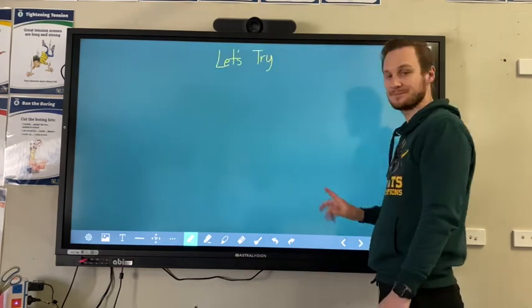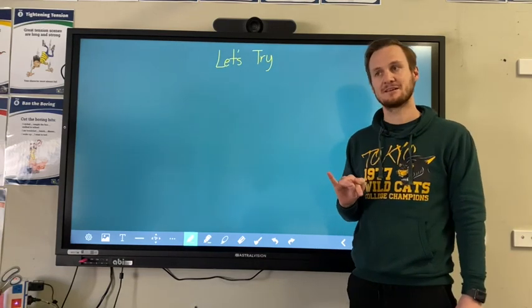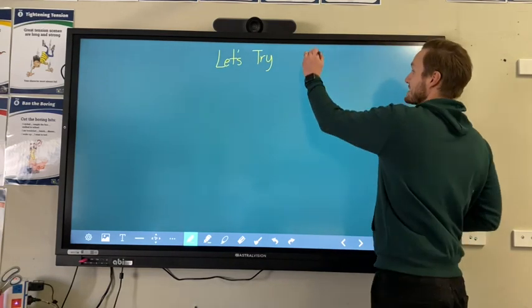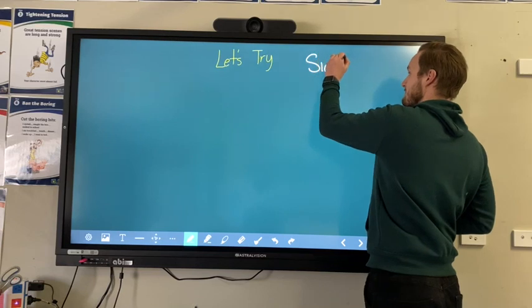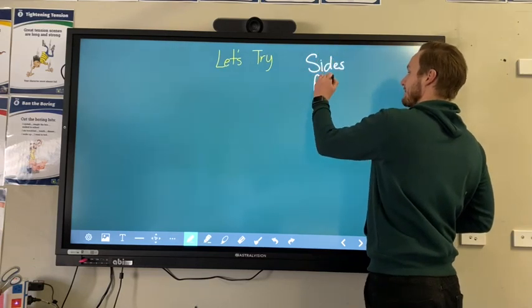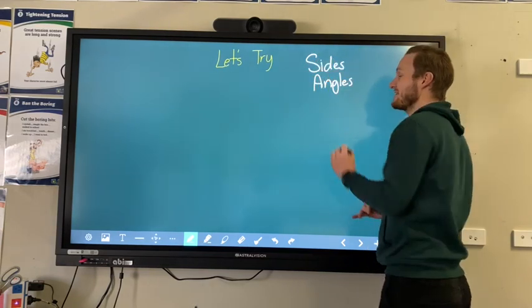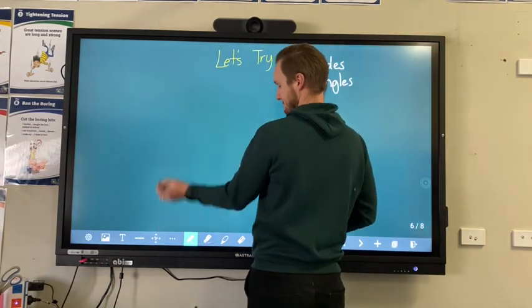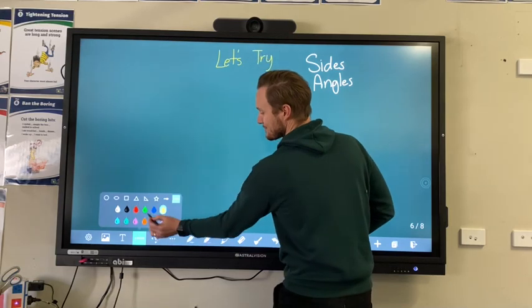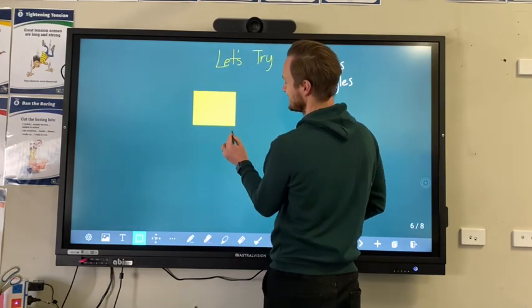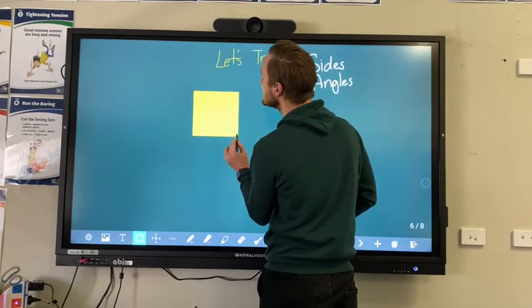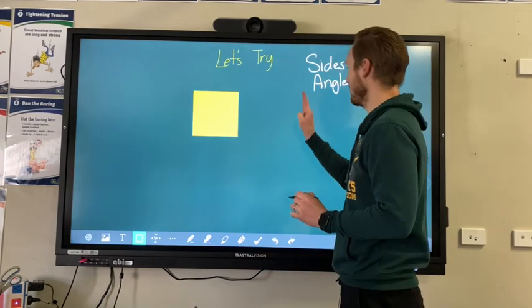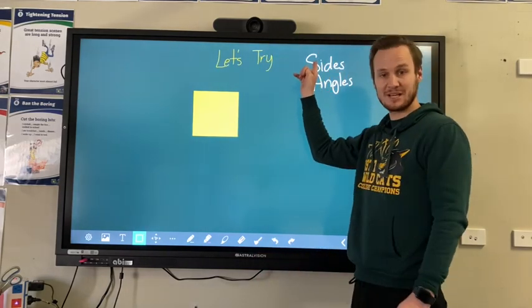Because now we're going to look at some of the properties, okay? So remembering, we're talking about sides and angles. Okay, they're the two main ways we describe properties of quadrilaterals. So let's take a square because it's the best one to draw without me having to draw it. Looks close enough, great.